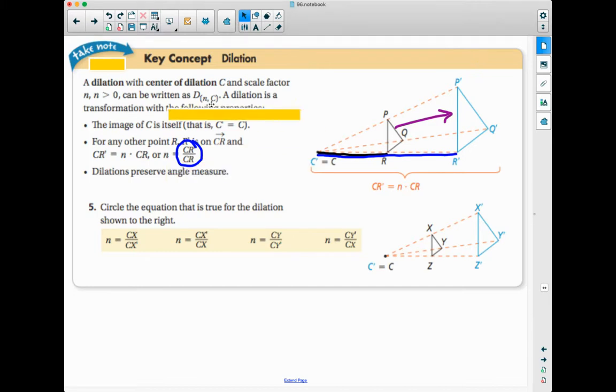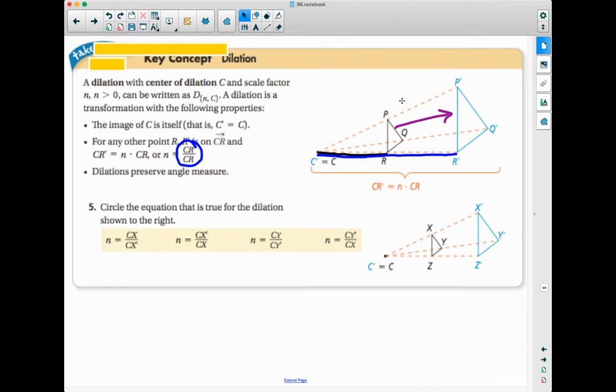The other thing about a dilation is that it preserves angle measure. So what that means is that the sides are in proportion and the angles are congruent. Well, what's that the definition of? That's the definition of similarity, similar figures. So our figures are going to be similar to each other this time. Instead of being a congruence transformation, this is what we're going to learn about later, called a similarity transformation.